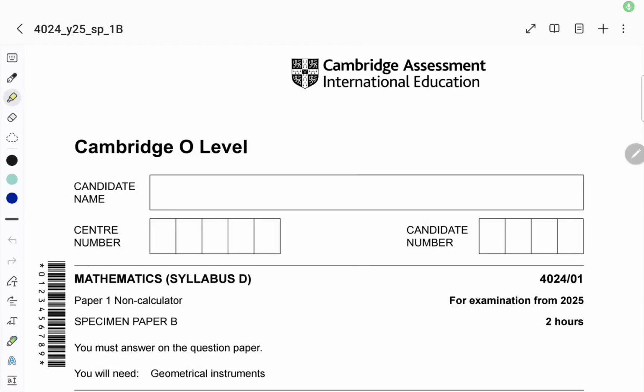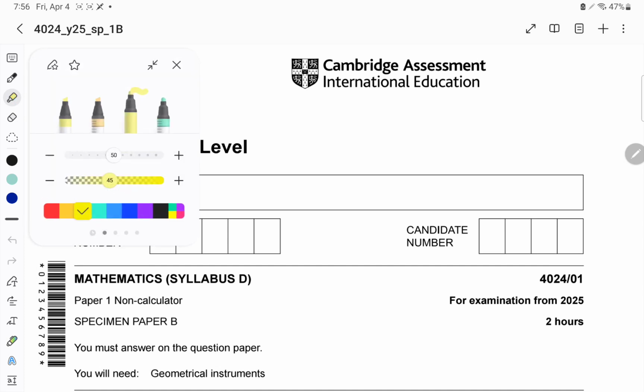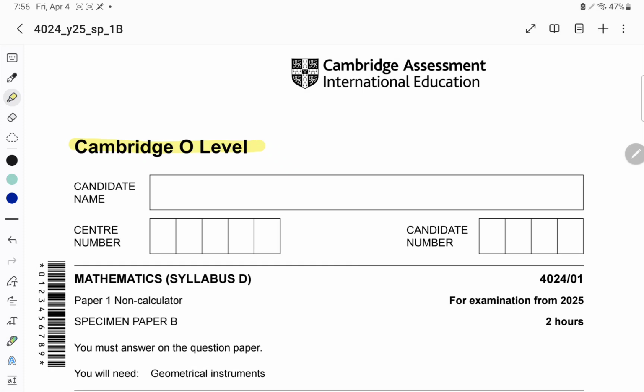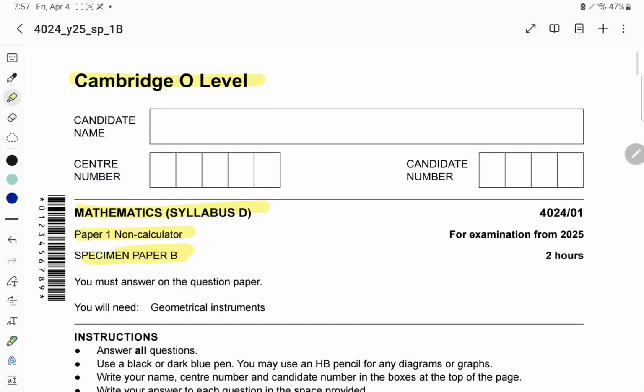Hello everyone. Today we are doing a specimen paper. I have already uploaded one of the specimen papers, paper 1 and paper 2 for 2025, before. This is also a Cambridge O Level paper, mathematics syllabus D, non-calculator, but it is paper B. You have done one of the papers before. This is also for the 2025 examination.